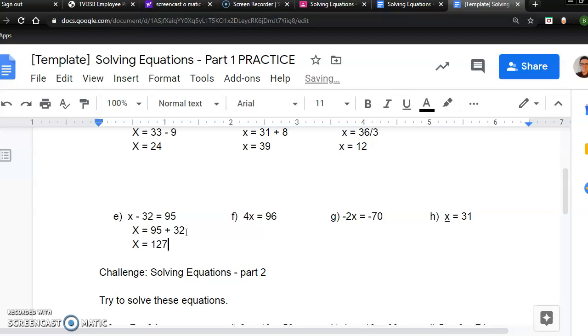127. We can check to see if our answer is right. 127 minus 32 equals 95. Yes, we're right.